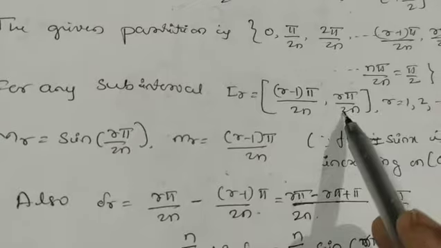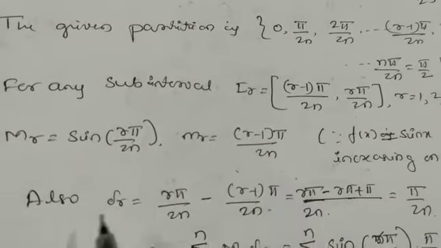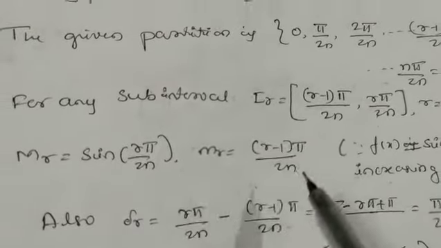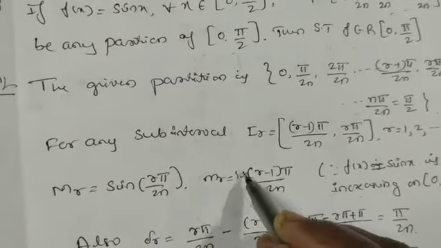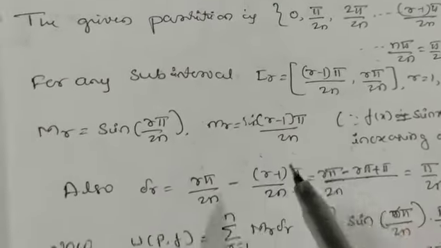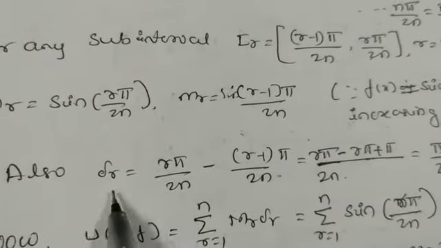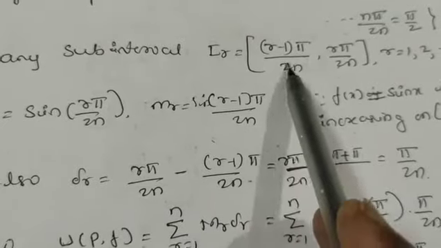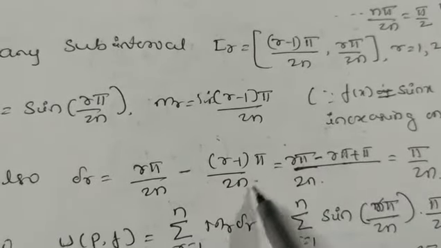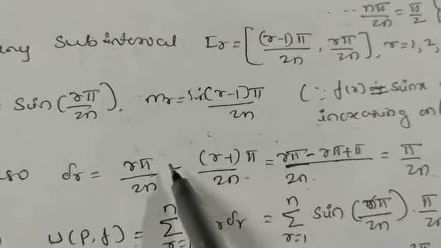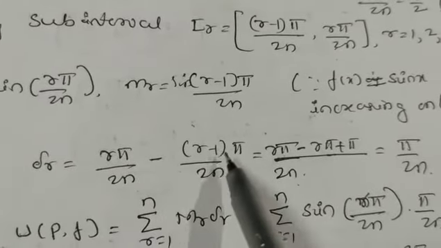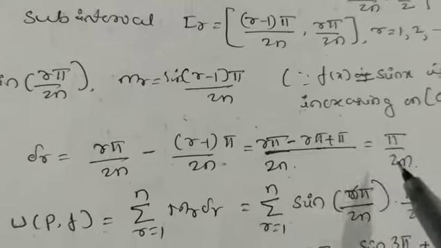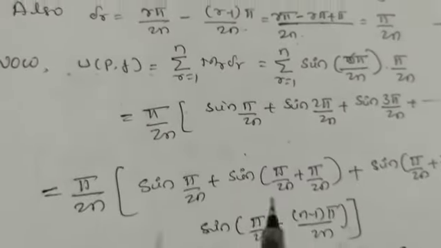So this is capital M_r and this one is small m_r. So capital M_r is what here? Sin of r pi by 2n, and small m_r is sin of (r minus 1) pi by 2n. And also delta r is the length of this interval. This is r pi by 2n minus (r minus 1) pi by 2n, maximum value minus minimum value. Take LCM as 2n here. This is 2r pi minus r pi plus pi. Here r pi gets cancelled, so pi by 2n is the length of the interval.